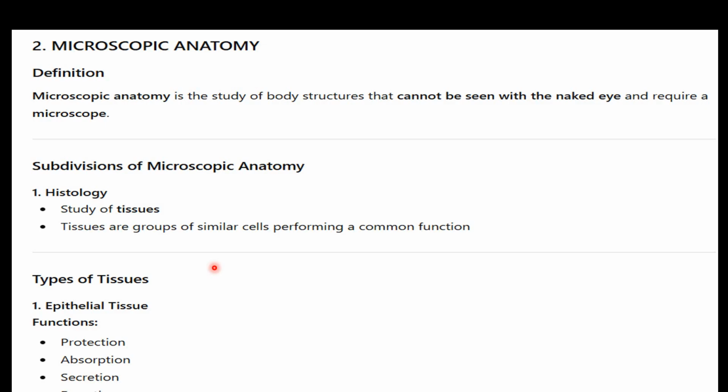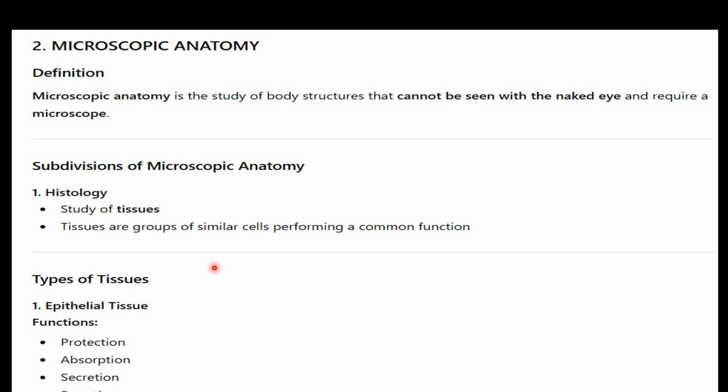So if someone asks you in the interview what is microscopic anatomy, you can simply say that microscopic anatomy is the study of the body structure that cannot be seen with the naked eye and requires a microscope. Okay? This is the simplest definition, because from its name it is clear that it is something related to study with a microscope, right? And that is why we are saying that microscopic anatomy is the study of the body structure that cannot be seen with the naked eye and requires a microscope. Clear? So the definition is clear.